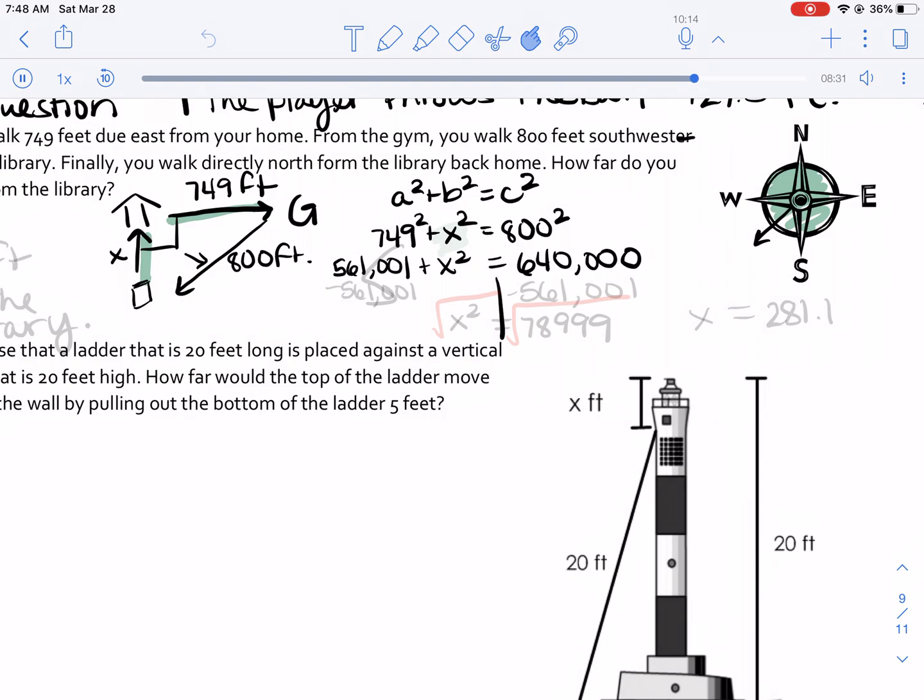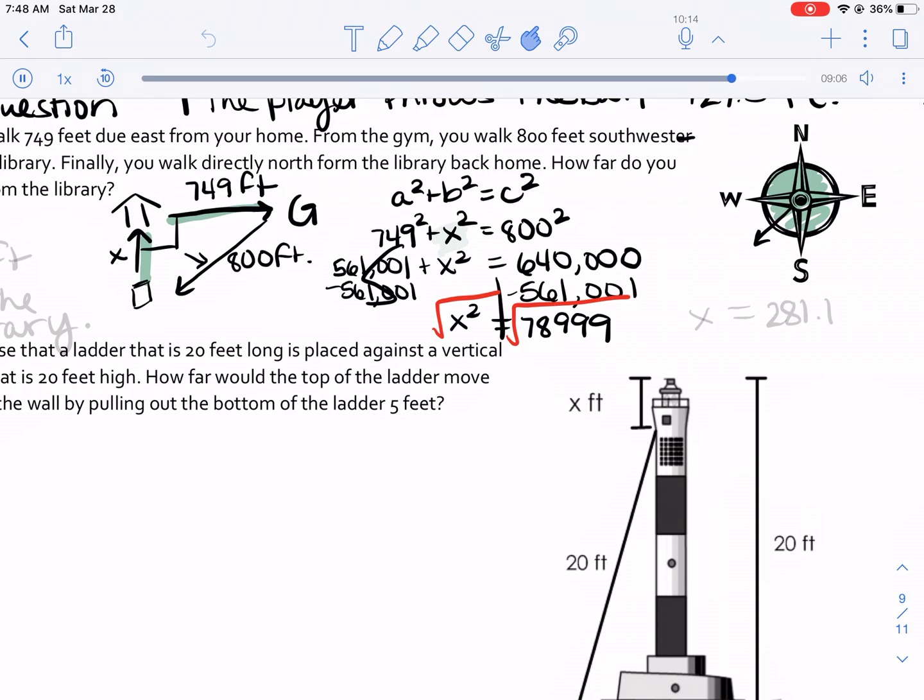Now, next step is to solve that equation. I'm going to subtract 561,001 from both sides. And I'll get X squared on the left. And then I will get 78,999 on the right. Now, you may be tempted to stop here, but remember, it doesn't really make sense in the context of this problem that you live 79,000 feet away from the library. It just doesn't really make sense.